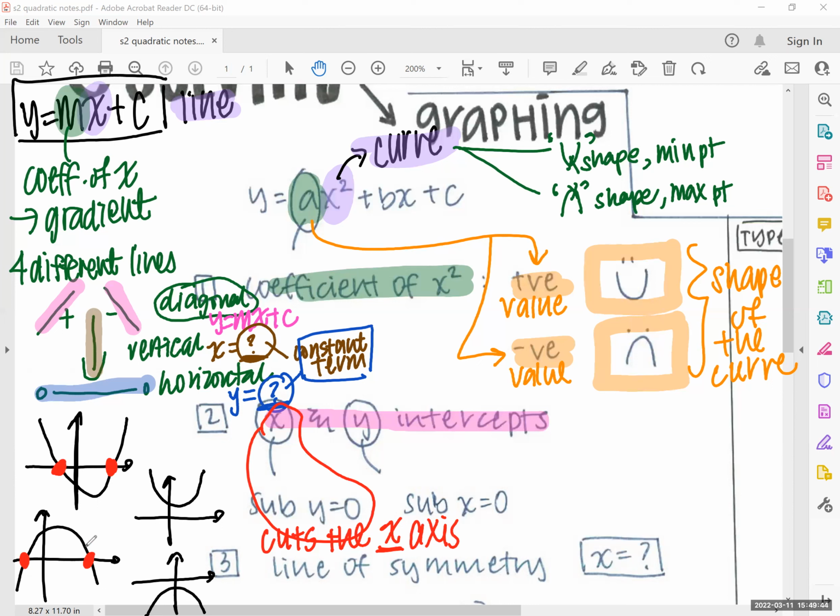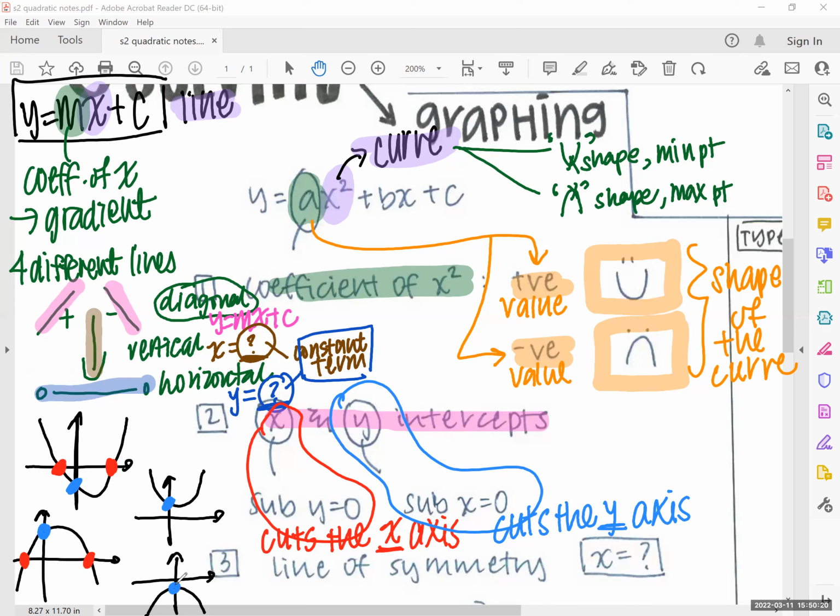Okay. Next is the y-intercept. So y-intercept means you sub x equal to 0 into the equation. So this one cuts the y-axis. Y-intercept means it cuts the y-axis, guys. So guys, listen carefully. Do you notice x-axis, usually it will be like 2, sometimes it can be 1, sometimes it can be 0 answer. Understand? But y-axis only has one answer.